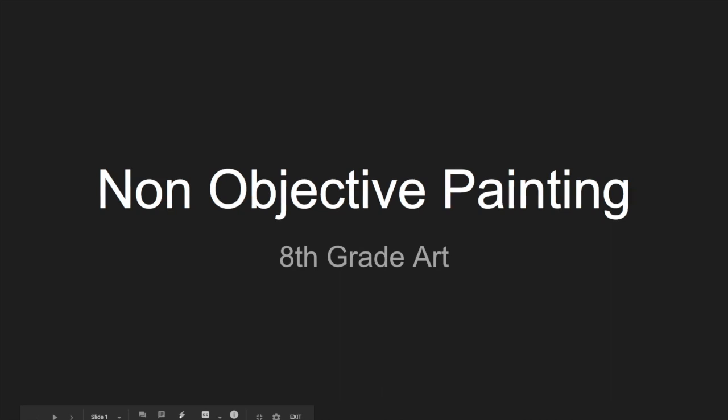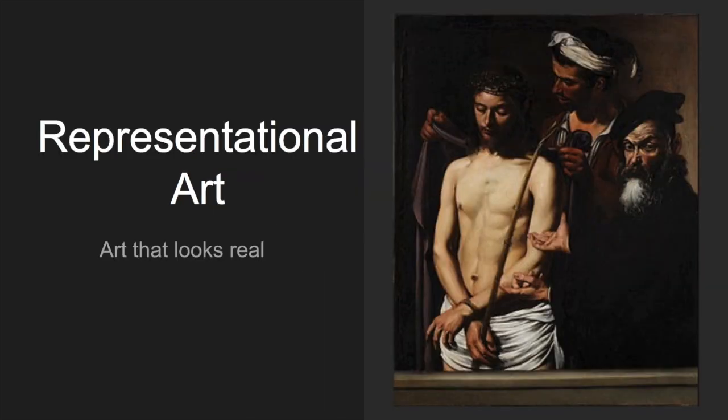Non-objective painting. I want to make sure we're clear about the three categories all art can be divided into. The first and easiest to remember and recognize would be representational art. This is art that looks real. As this oil painting by Caravaggio illustrates, artists can make things look extremely real. That is called representational art.